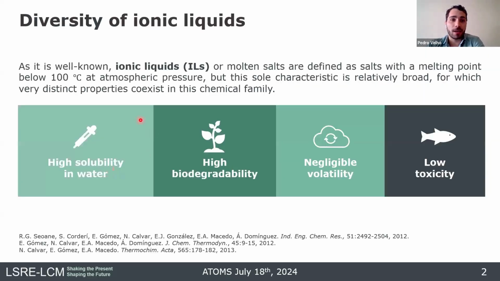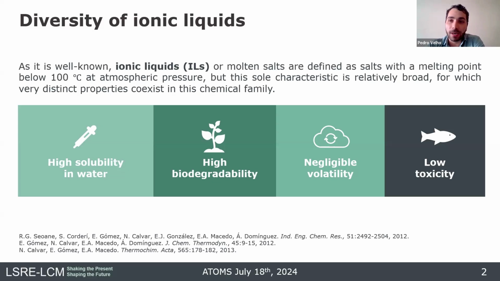So as you all know, ionic liquids or molten salts are defined as salts with a melting point below 100 degrees C at atmospheric pressure. Nevertheless, this salt definition is relatively broad. So a lot of different distinct chemicals exist in this chemical family. So this definition is too broad, so we have too many different properties and too many chemical compounds. So we cannot say that an ionic liquid, just because it is an ionic liquid, it's green.